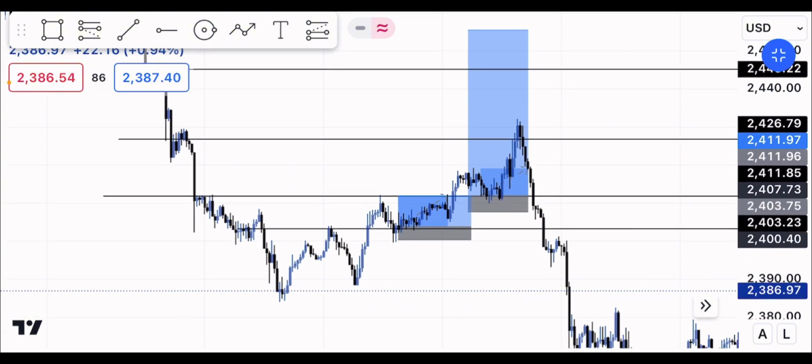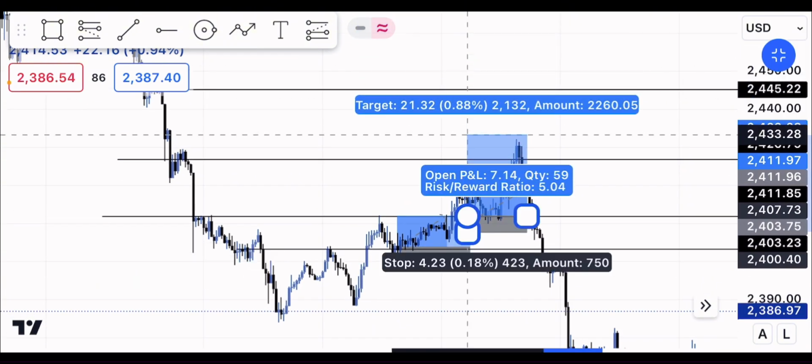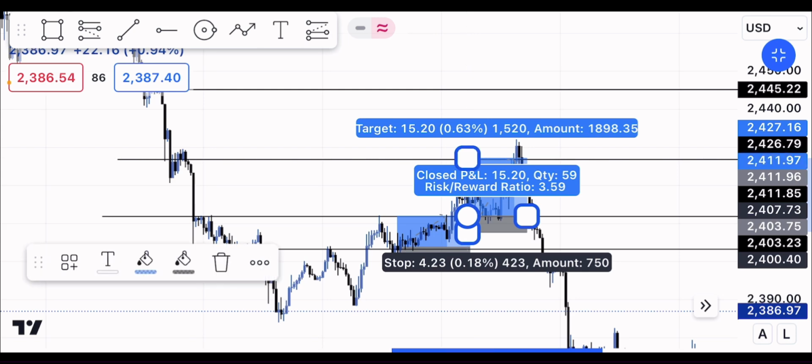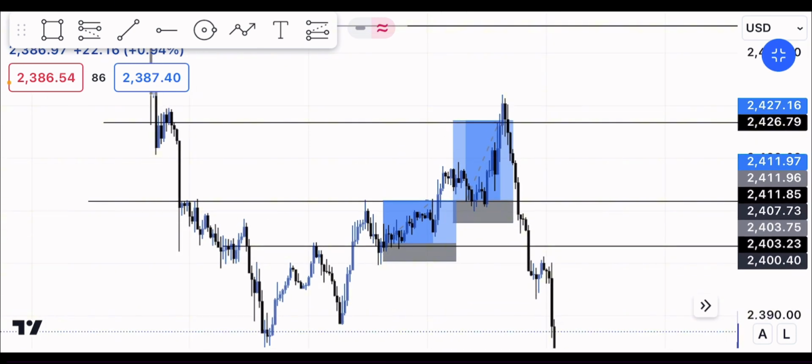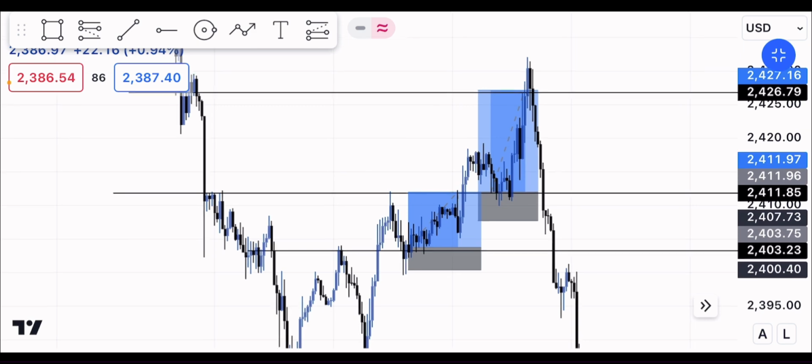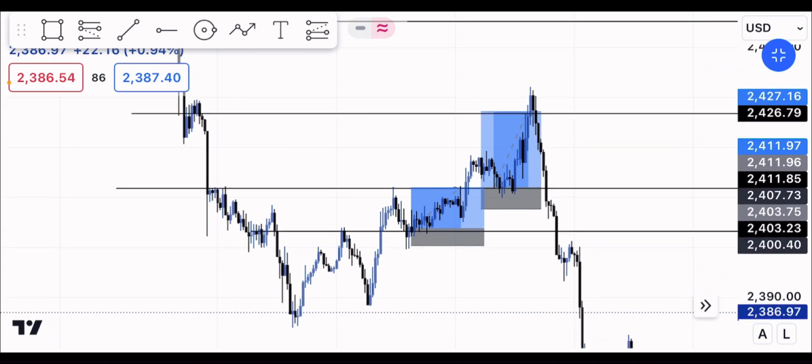So that's just how the break and retest strategy works in the market. I hope this video enlightens us more on how the break and retest strategy works.